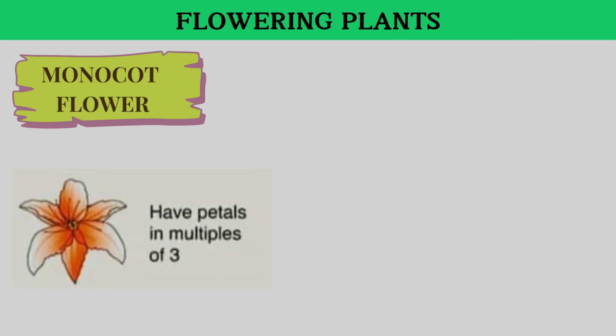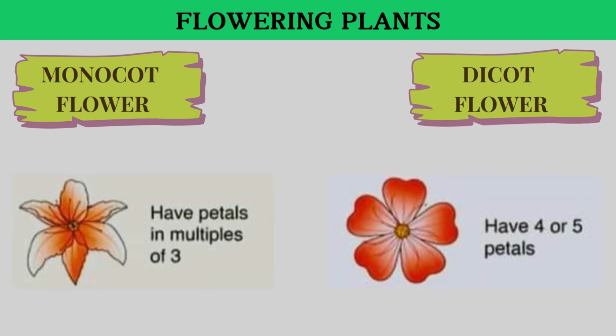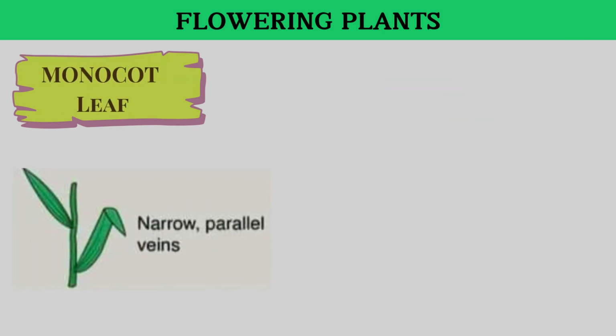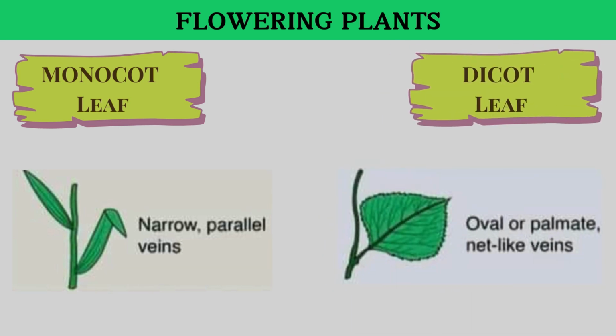When it comes to the arrangement of petals in the flower, a monocot flower has petals in the number of 3 or multiples of 3, and a dicot flower has petals in 4 or 5, or multiples of 4 and 5. All leaves have a network of veins visible to the naked eye. A monocot leaf has narrow and parallel veins, but a dicot leaf has net-like, or webbed, veins.